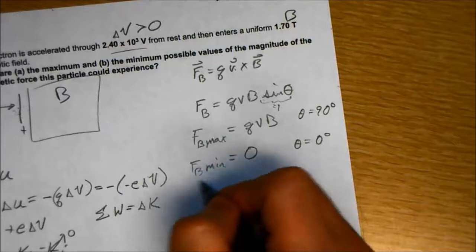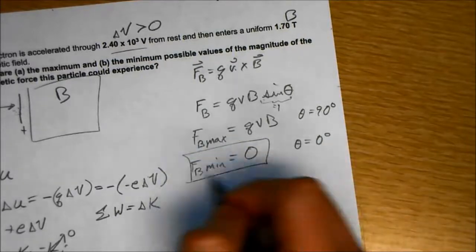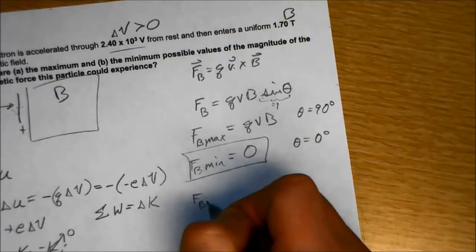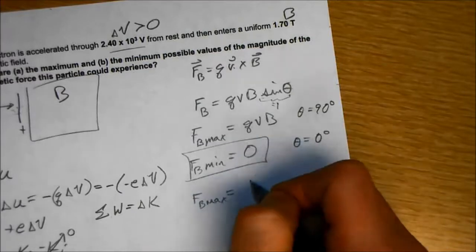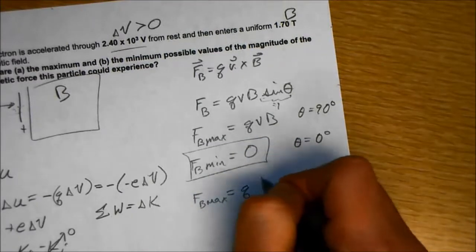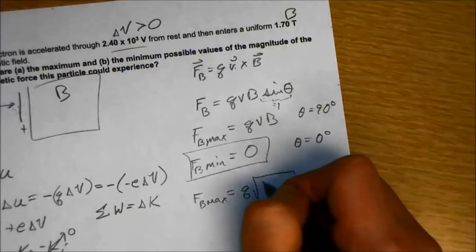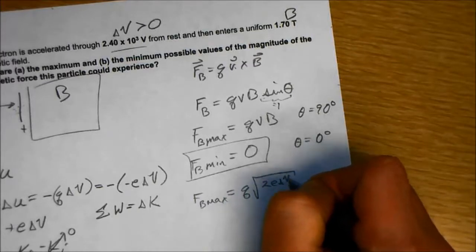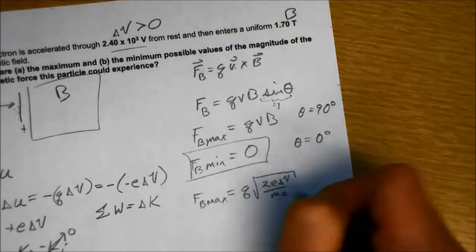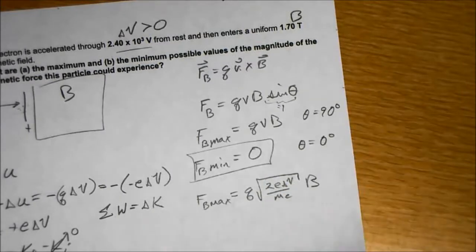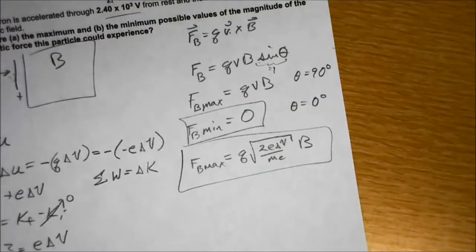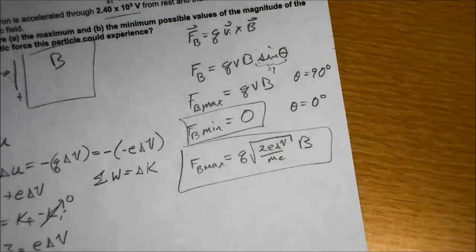If we have this value for sure in F_B max, I can just go back and plug in for v. So that's Q times the square root of 2E delta V over m, the mass of an electron, times the magnetic field B. And you can plug that in, and 0.209 Tesla.